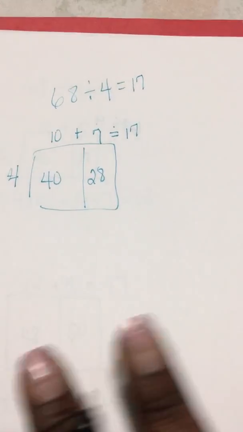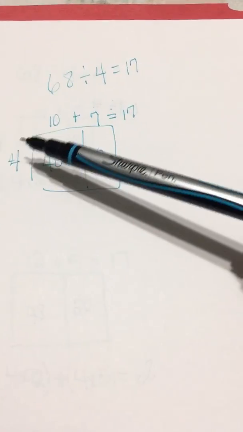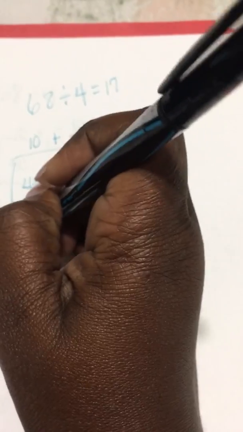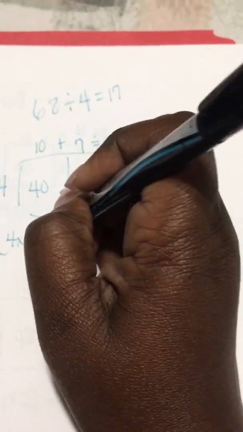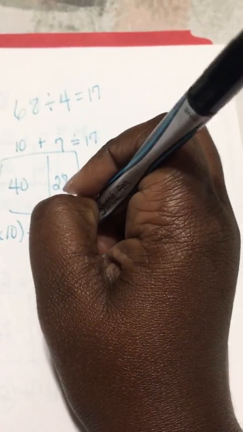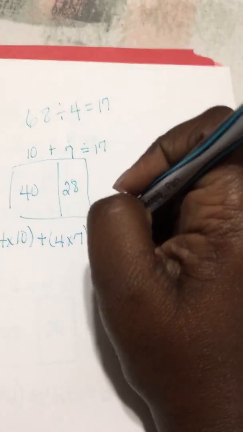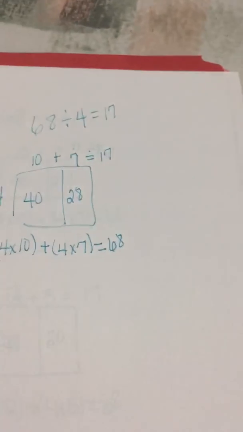But they're being asked to write it in distributive property. So the way you do that is you just write it out as the multiplication. So you'll go 4 times 10 plus, you've got your plus sign, 4 times 7 equals your dividend, which is 68.